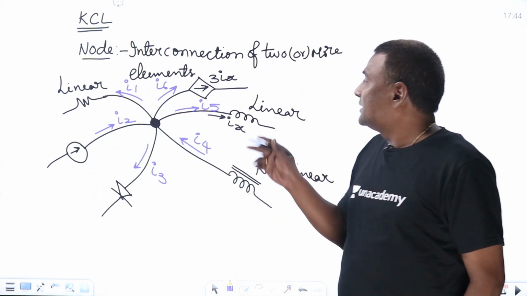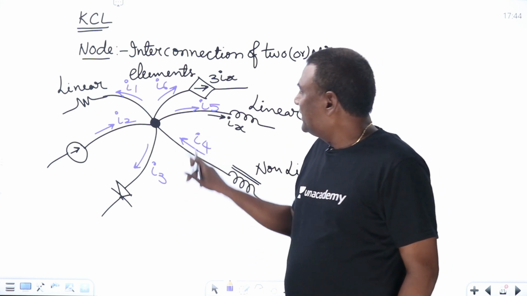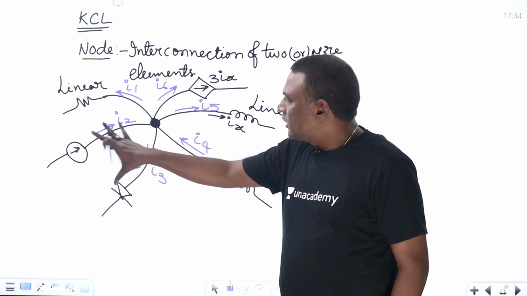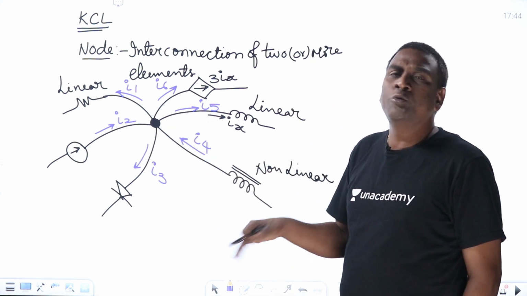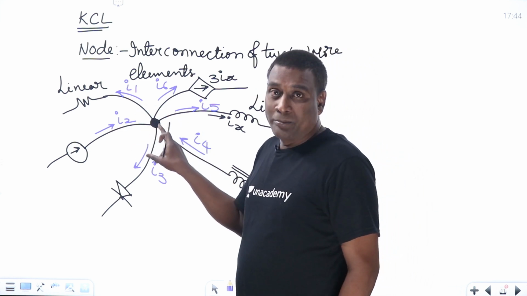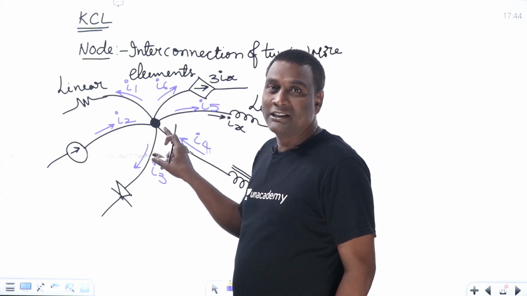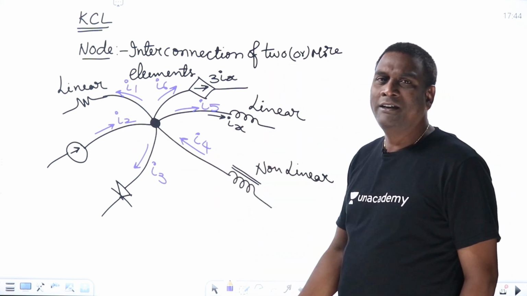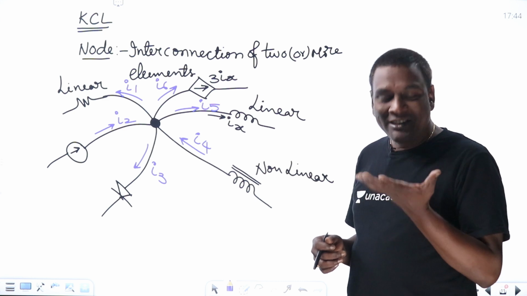What is KCL? The moment charges are going to be conserved, meaning that it cannot be stored at this particular point of node. Meaning that whatever will be the currents entering at a particular node should be equal to leaving currents. Okay, so current cannot be stopped here, or charge cannot be stored at this particular node, meaning that entering currents equal to leaving currents. That's it. Okay, but see here, conservation of charge.